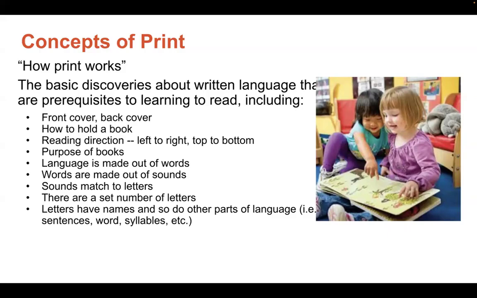Different concepts of print that we can and should model and explicitly teach to these early learners are how to distinguish the front from the back cover of a book, how to hold a book correctly, knowing that books are read from front to back and being able to turn those pages one page at a time, recognizing that in English, we go from left to right when we read a book, from top to bottom with a return sweep, helping them understand that books have different purposes, and sometimes that purpose is to entertain, and sometimes that purpose is to teach us something new.